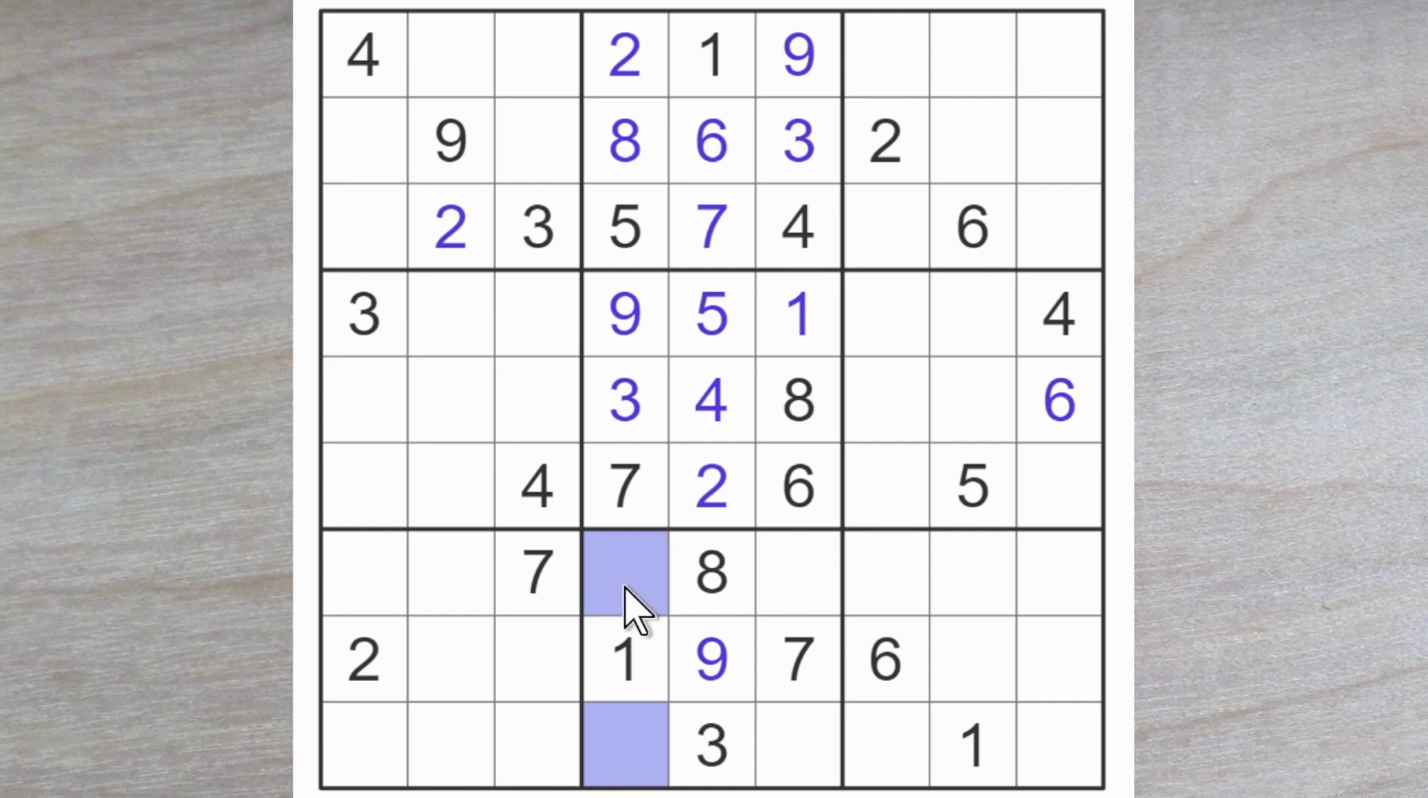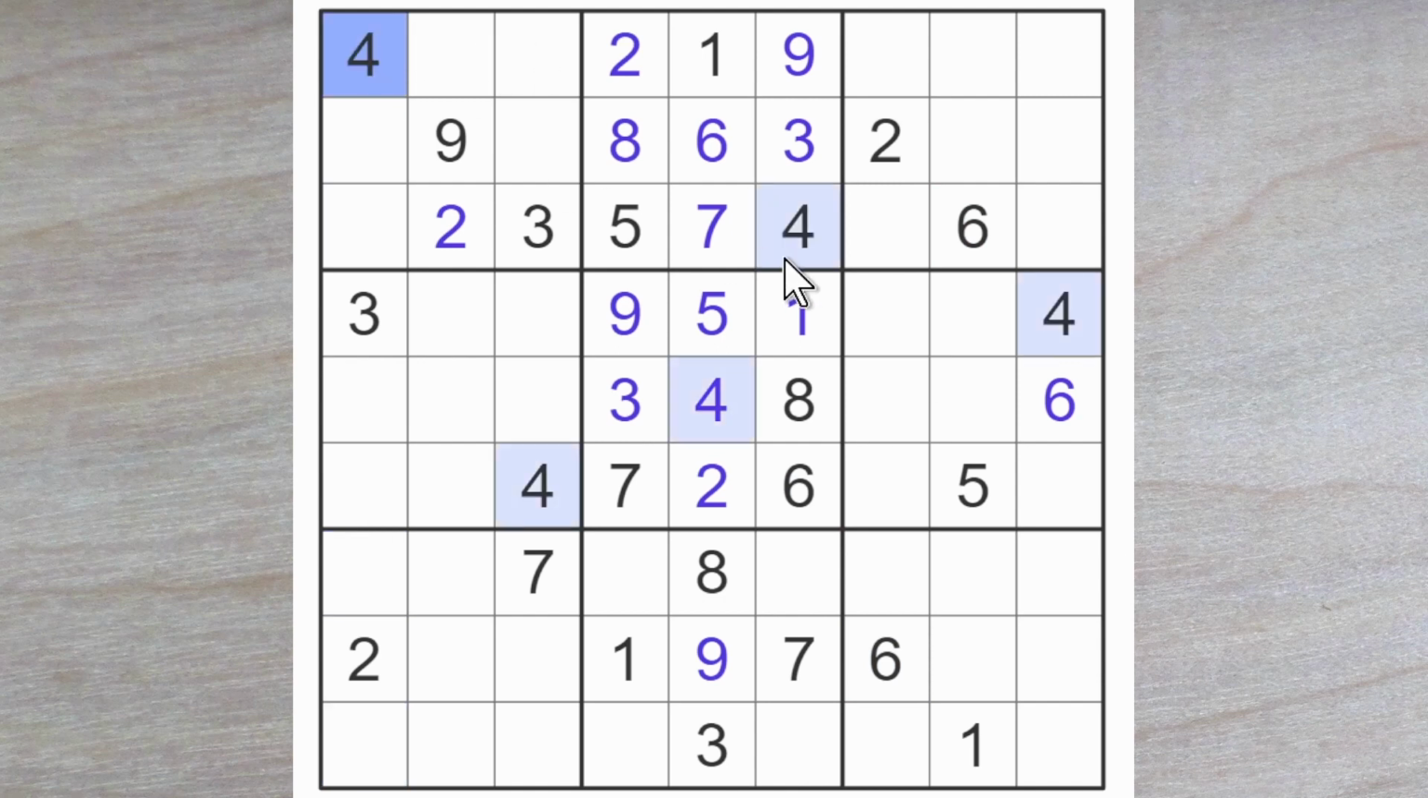A 6 and a 4 here, and a 2 and a 5 here. I can't place any of those at the moment. One of these two squares must be a 6. We can say this because these two 6s block here, and these two 6s block here. So one of these must be a 6.